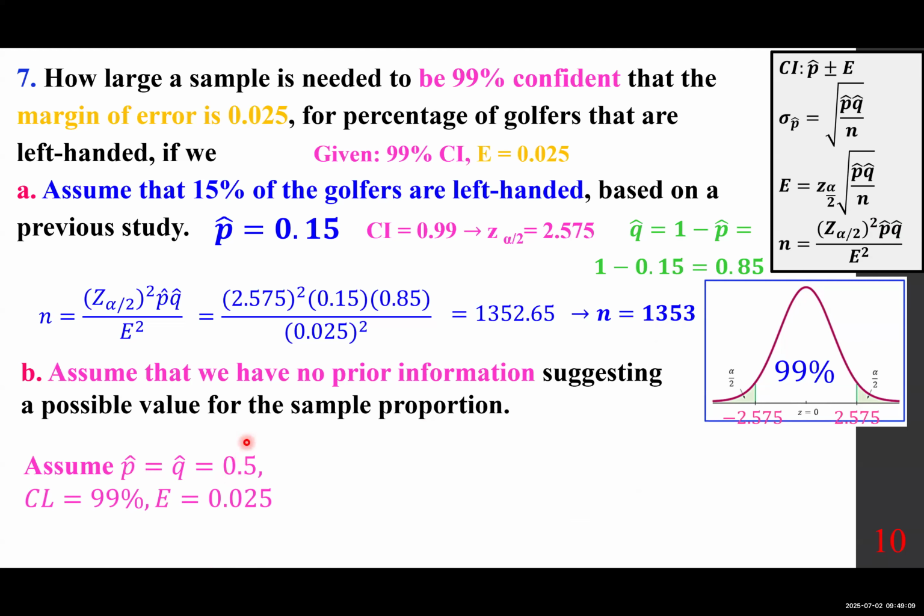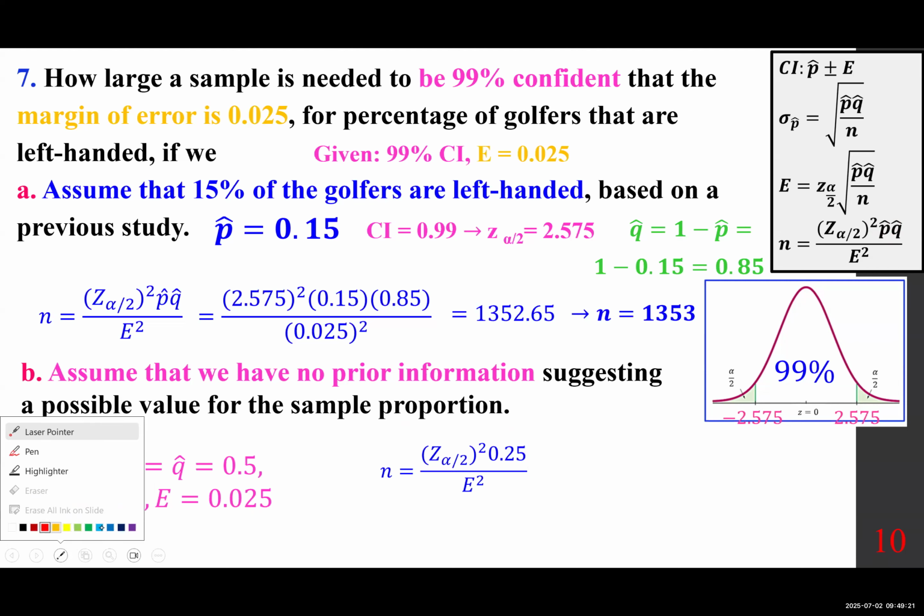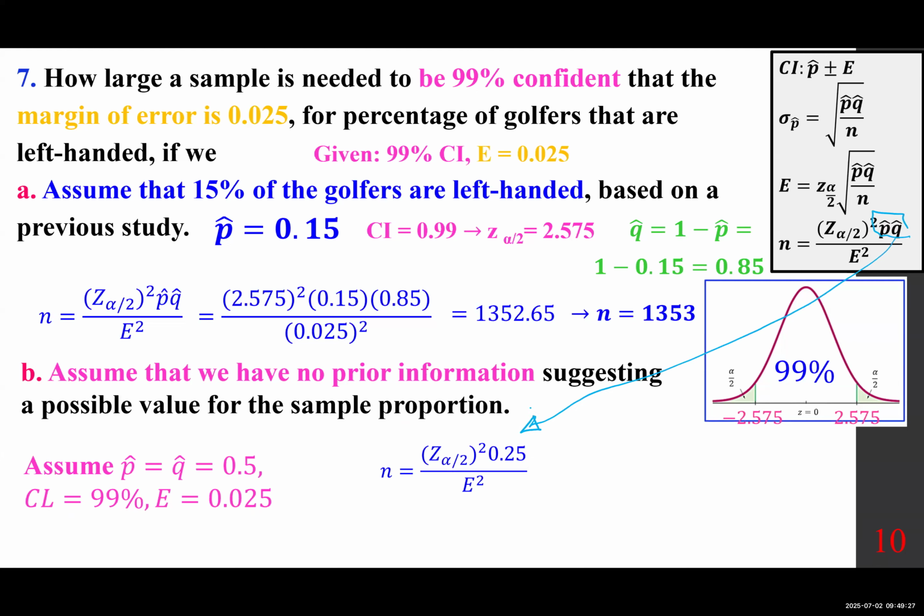And again, the same confidence level, the same E. And over here, P hat times Q hat, 0.5 times 0.5 is 0.25. Sometimes you see this formula, class. This comes from the fact that the product of P hat, Q hat, then it's 0.5 times 0.5 is 0.25. That's where the number comes from, okay?